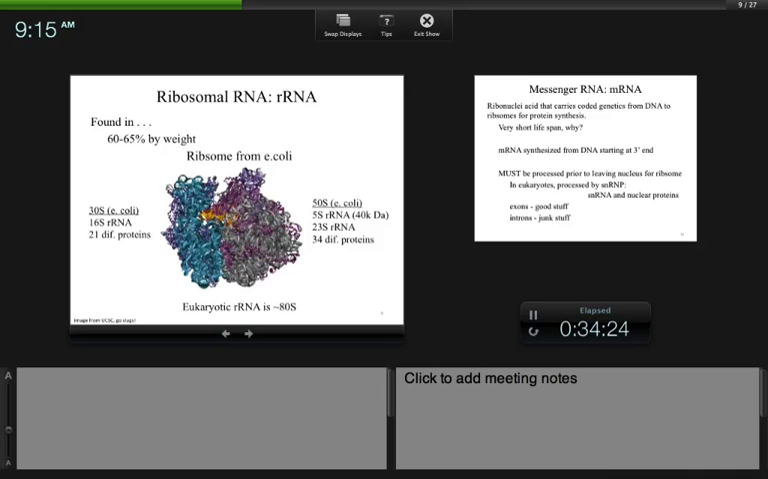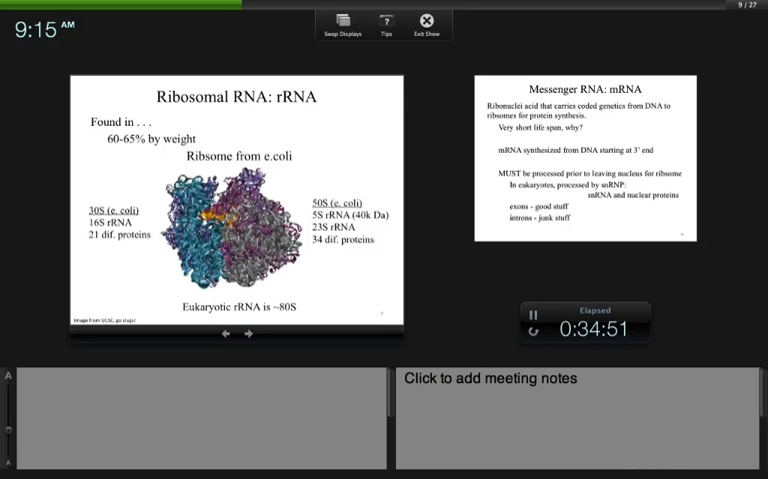Each of those sides can then be further broken down. In your 30S, you end up with a 16S rRNA, and then a whole bunch of different proteins that go along within that piece. The 50S can be broken down into a couple of other sections, your two primary sections of rRNA, a 5S and a 23S rRNA piece, along with 34 different proteins.